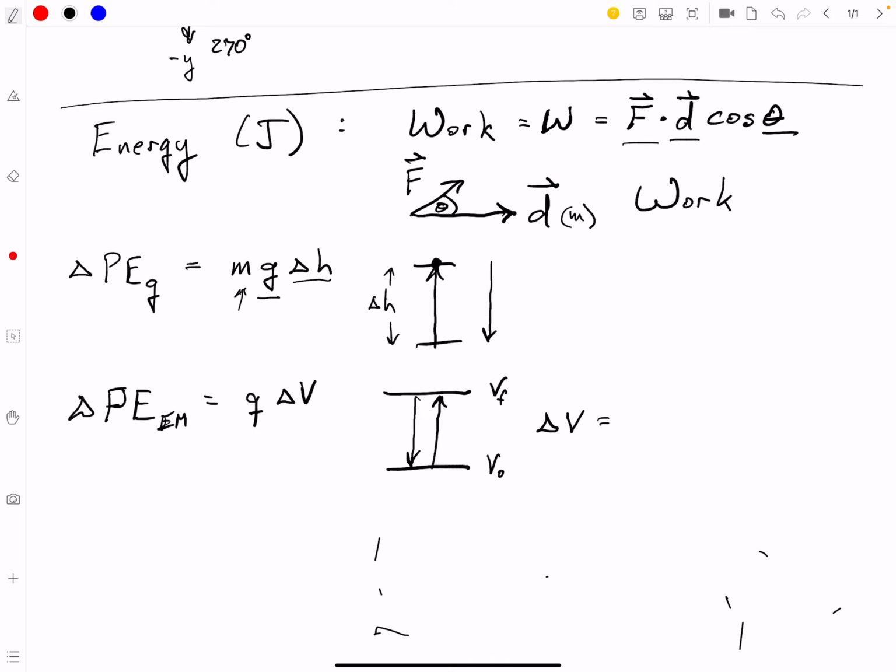And anytime you have delta anything, it's V final minus V initial. So delta anything is the final of that thing minus the initial of that thing.